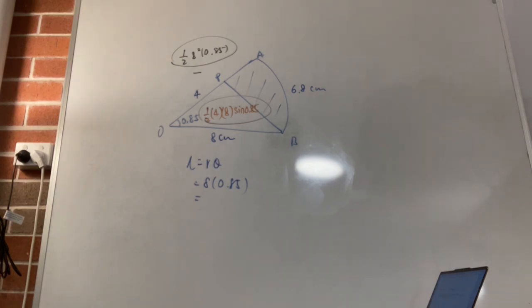Did you get a good number? Half times 4 times 8 times sine. Yep, that is the area of the triangle, and then you use the whole sector minus that. 15.18, I'm not sure. Can you check on the back? Where do I find the area of this? It's the area of the whole sector, which is a half r squared theta. Is that right? Yeah.